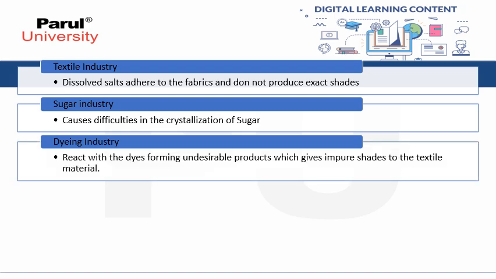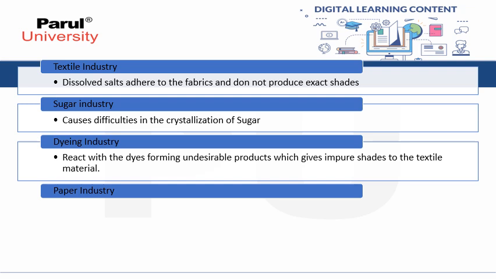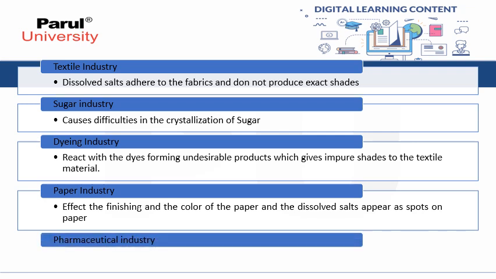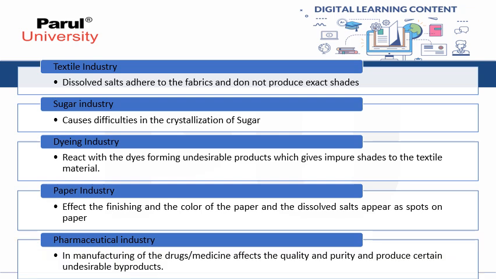Dyeing industry. If hard water is used in dyeing industry, the impurities or the dissolved salts will react with the dyes, forming undesirable products which give impure shades to the textile material. If hard water is used in paper industry, then it will affect the finishing and the color of the paper, and the dissolved salt appears as spots on the finished paper. If the hard water is used in pharmaceutical industry, then in the manufacturing of drugs and medicines, it will affect the quality and purity and produce certain undesirable byproducts. Hence, the hard water cannot be used in domestic and industrial applications.